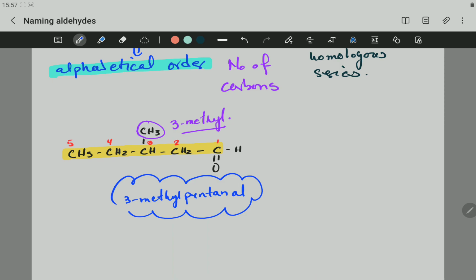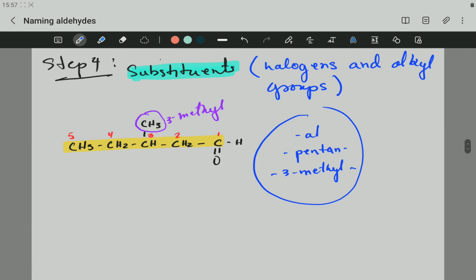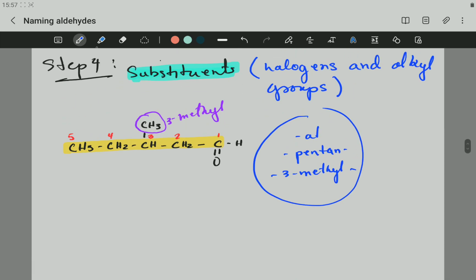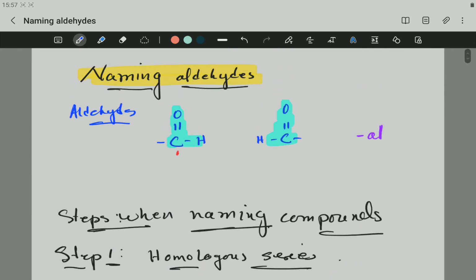I hope this is clear. It is very easy. The only difference from alcohols to aldehydes is that you do not have to write the number of the carbon where the functional group is located. Why? Because the functional group is always going to be on the first carbon. So this is all about this video.